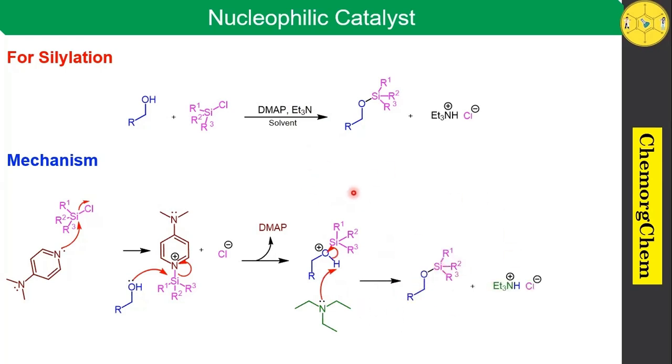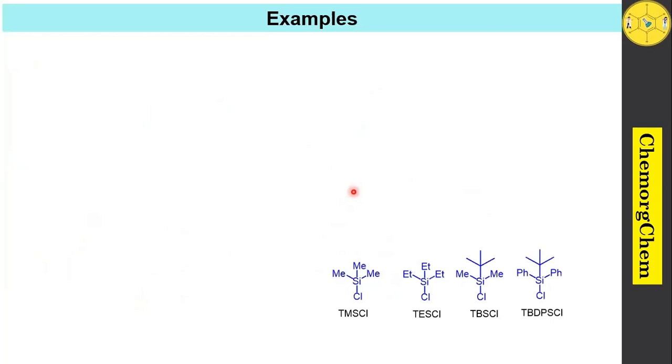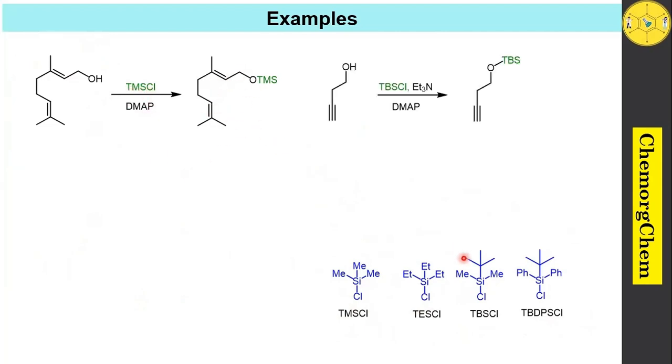product. So let's move on to some examples of this reaction. I already said there are several silyl-based reagents known for this reaction, such as trimethylsilyl chloride, triethylsilyl chloride, TBS chloride, and TBDPS chloride. Now you see the first example. When you take this alcohol and react with trimethylsilyl chloride and DMAP, it readily produces this corresponding product.